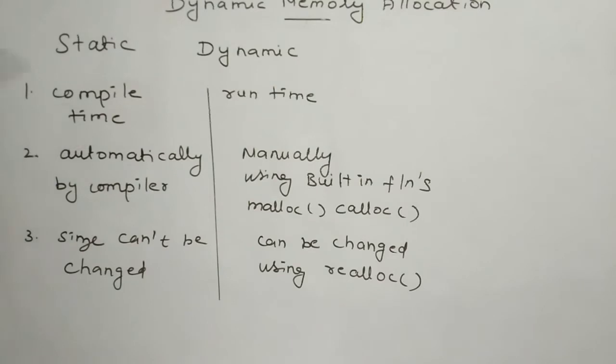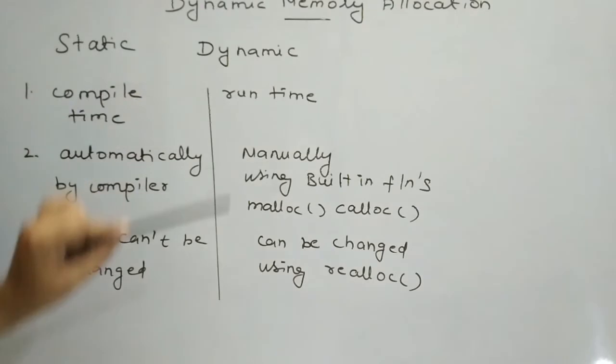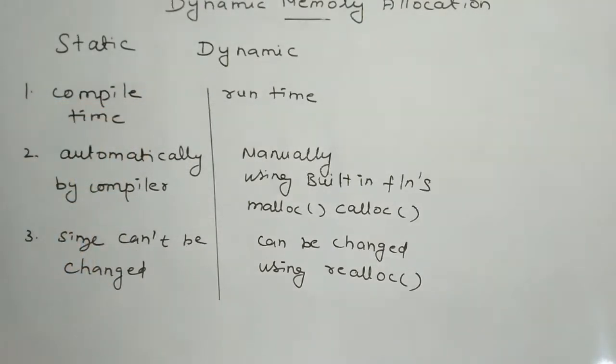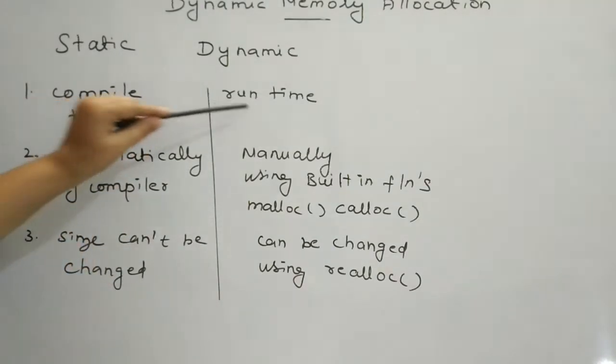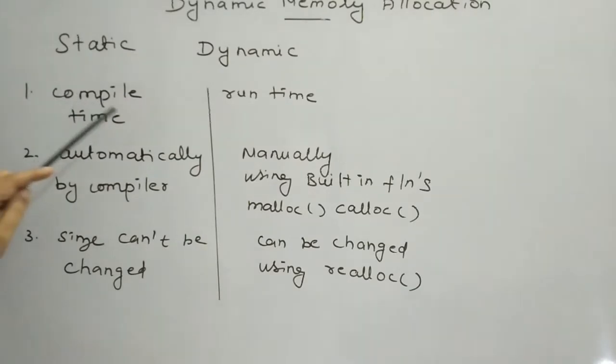In static memory allocation, when we have declared variables and the compiler processes those declaration statements, it allocates memory addresses for the variables declared during compile time. That process is called static memory allocation. In dynamic memory allocation, memory is allocated during the runtime or execution time of our program. This is the basic difference between static and dynamic memory allocation. In static memory allocation, memory is allocated automatically by the compiler.